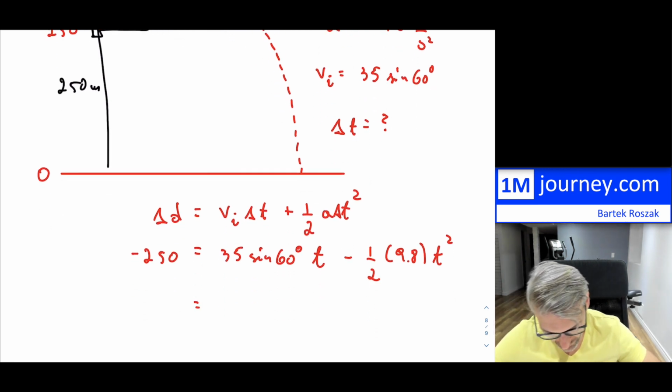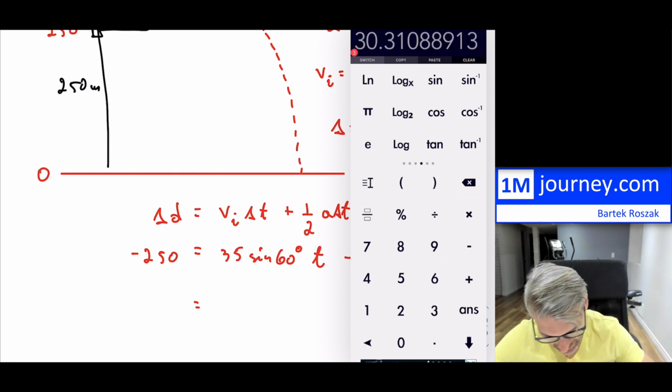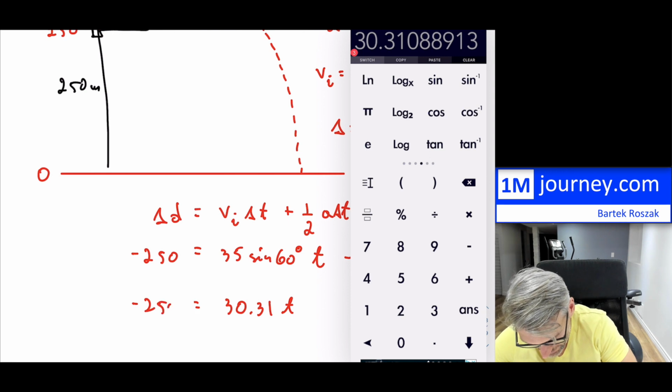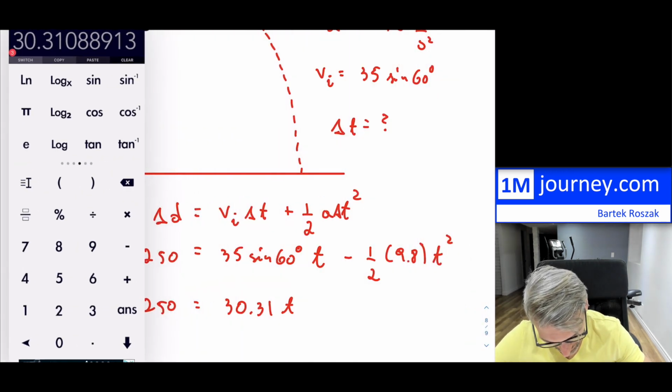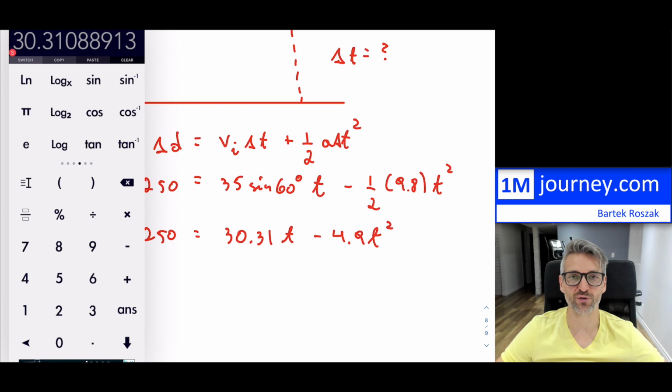So let's do this. 35 times sine of 60 is approximately 30.31, just rounded there. This is t, negative 250. And then this one is easier, minus 4.9 t squared. Well, so you're kind of stuck. You have a quadratic. You're going to have to solve for t.